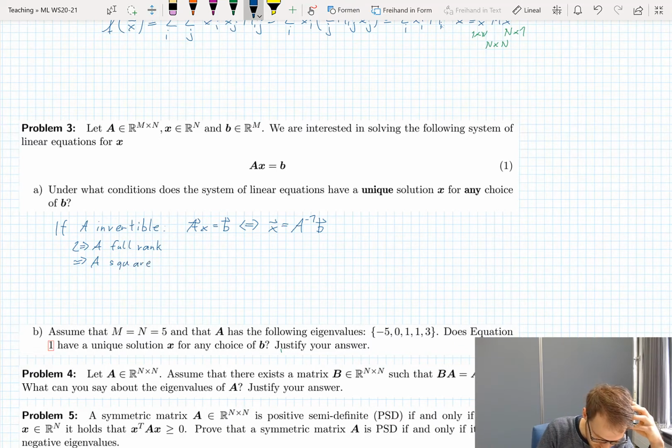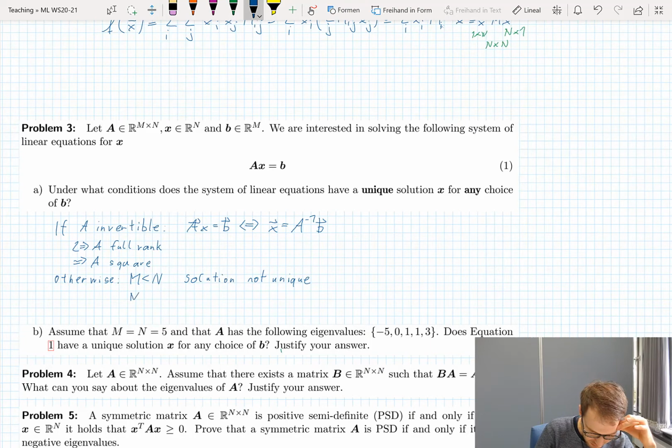So what other cases are there? Otherwise, if m is smaller than n, I mean, this is equivalent to looking at the rank, right? So it would be equivalent to saying the rank is smaller. Then the solution is not always unique.